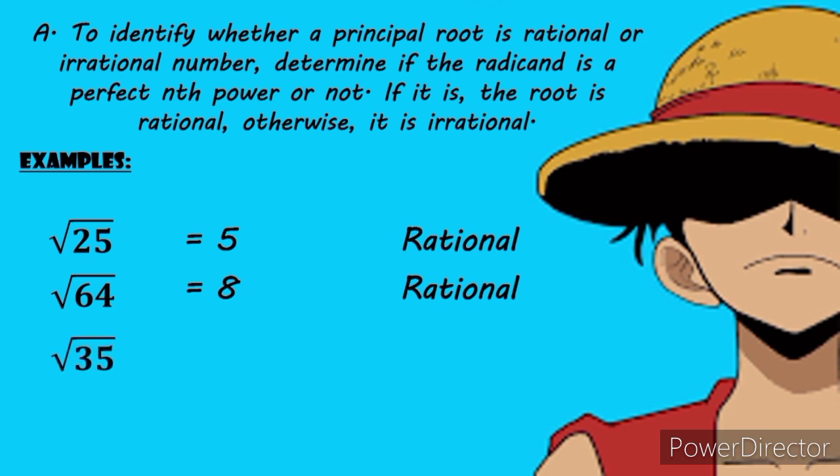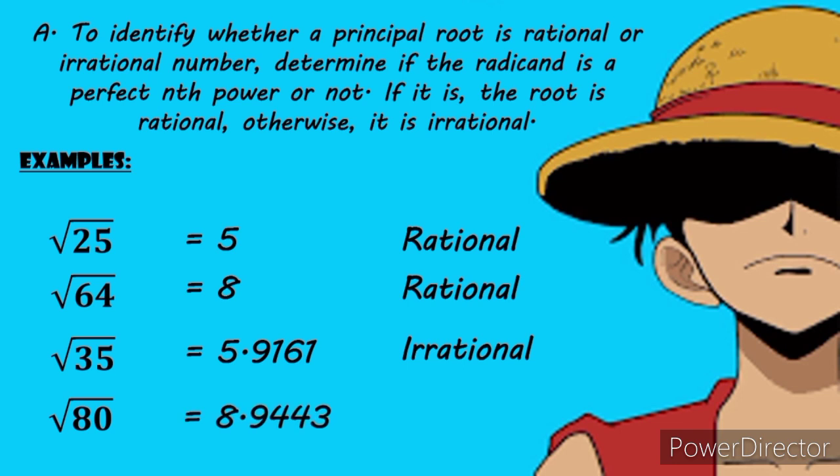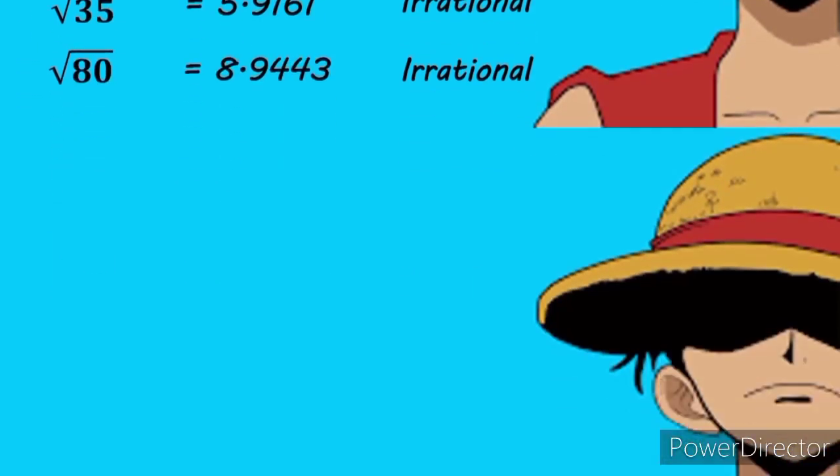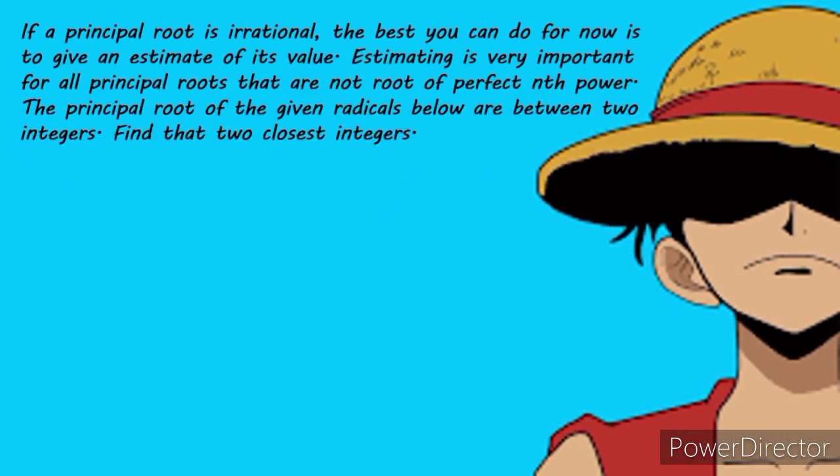But square root of 35 is equal to 5.9161. It is irrational. Last is square root of 80. We have 8.9443. It is irrational. If a principal root is irrational, the best you can do for now is to give an estimate of its value. Estimating is very important for all principal roots that are not root of perfect nth power.